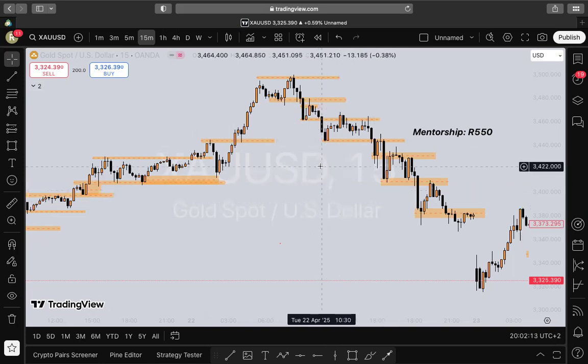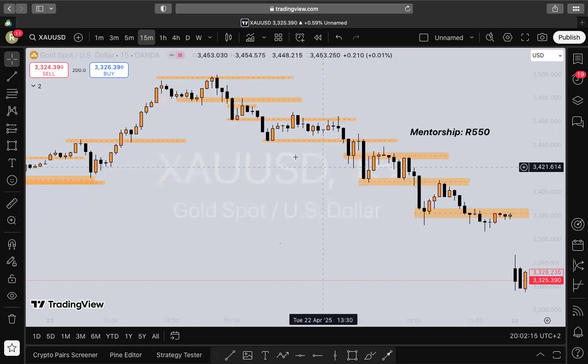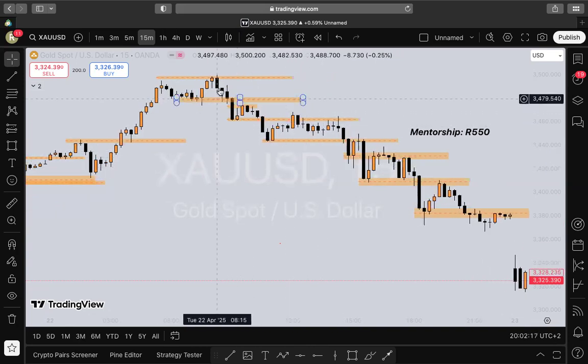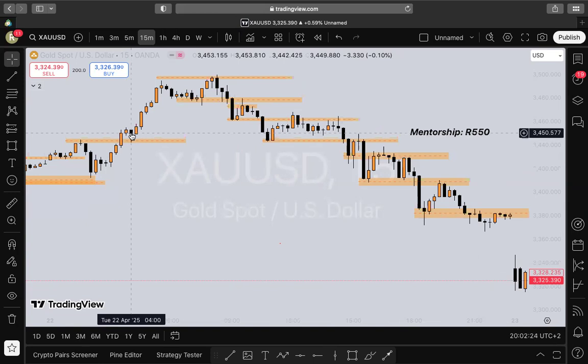For example, let's say you enter here after this break of structure, right? Enter here. What are you gonna aim? You know that you have a fair value gap here. You have an order block here. So that's your aim, right? You aim the nearest opposite order blocks.